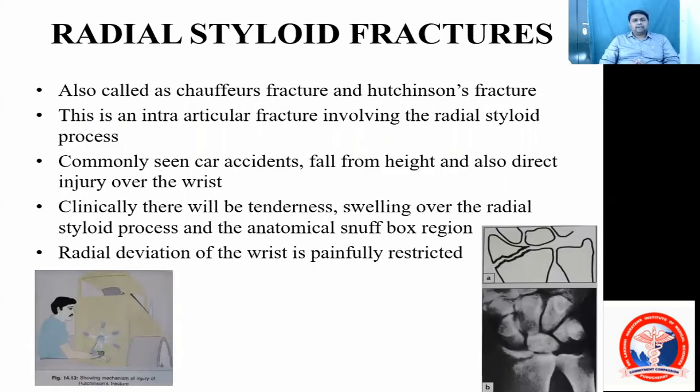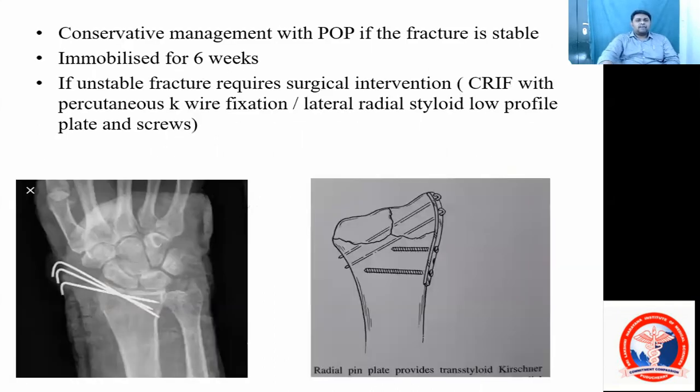Next, we are going to see the radial styloid fracture. This radial styloid fracture is also called the Schoffer's fracture or the Hutchinson's fracture. This is mainly an intra-articular fracture where it involves the radial styloid process alone. It's commonly seen in car accidents, high velocity trauma, fall from height, or a direct injury over the wrist. Clinically, there will be tenderness and swelling over the distal radial styloid process and anatomical snuff box region. Radial deviation of the wrist is very painfully restricted.